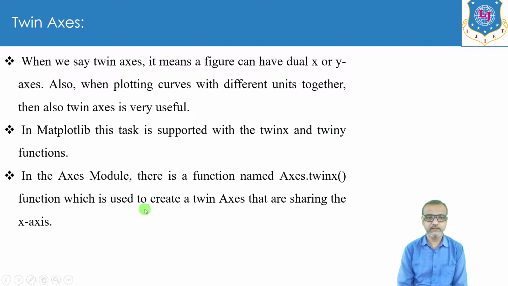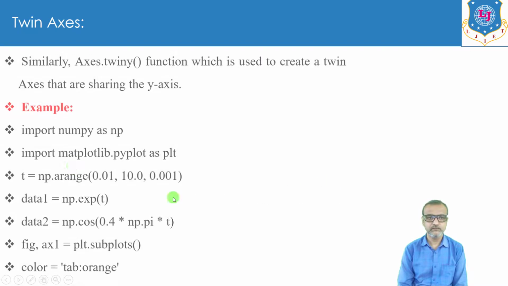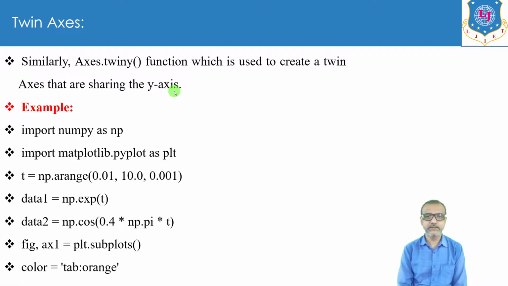In the axis module, there is a function named axis.twinx, which is used to create a twin axis that is sharing the x-axis. As already discussed with you, with the help of this function, we can share the x-axis. Similarly, the axis.twiny function is used to create a twin axis that is sharing the y-axis. Now I will make you understand the concept of twin axis using one example.